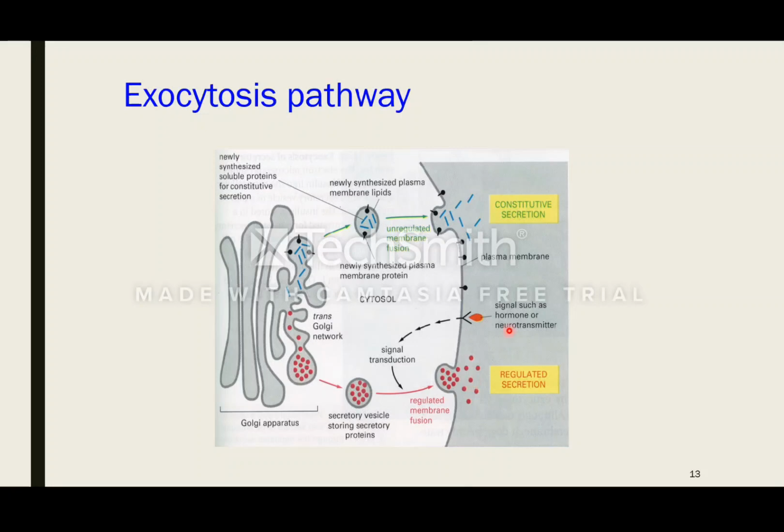But in constitutive secretion, or unregulated membrane fusion, some materials that are produced in the cell, for example soluble proteins such as collagen protein, must exit from the cell. They don't need a signal. These newly synthesized proteins or lipids must be transported and exit from the cell. This pathway is named constitutive secretion, which mostly occurs in fibroblasts for the exocytosis of collagen protein.